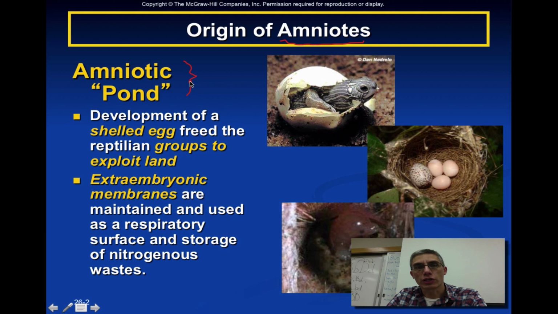A lot of times you'll speak about their eggs as being sort of like an amniotic pond. If you notice here, it says development of a shelled egg was going to free the reptilian groups to definitely exploit the land that they now inhabit. Extra embryonic membranes are going to be maintained, and they're going to be used both as a respiratory surface and as a storage compartment for various types of waste products. And in this case, the waste products are going to be primarily nitrogen-based.